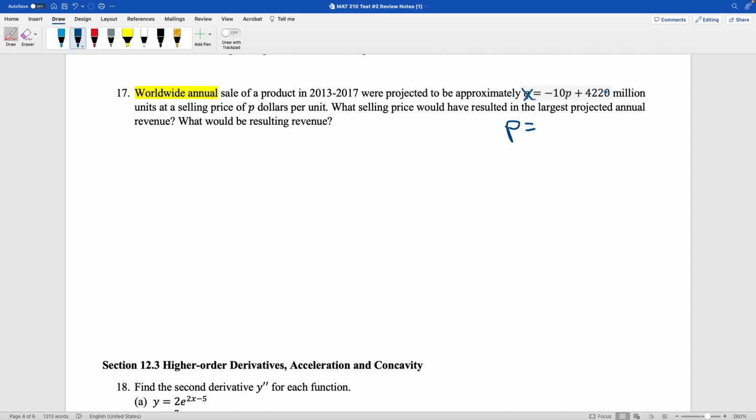So if we solve for P, we're going to get that P is equal to X minus 4,220, divided by negative 10. It's really the same function, but they have it phrased differently. If you know the quantity, you now get the price that you're supposed to sell it at. If you want to sell this many, this is your price. So that's how it's phrased, and then it asks you to maximize revenue.